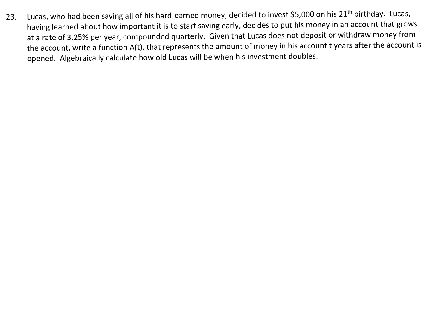Okay, so Lucas, who had been saving all of his hard-earned money, decided to invest $5,000 on his 21st birthday. Lucas, having learned about how important it is to start saving early, decides to put his money into an account that grows at a rate of 3.25% per year, compounded quarterly. Now this, I always like you to underline the word compounded and then whatever follows it, because that lets us know what formula we're going to use. Okay, so if it says compounded anything other than continuously, we're going to use our compound interest formula.